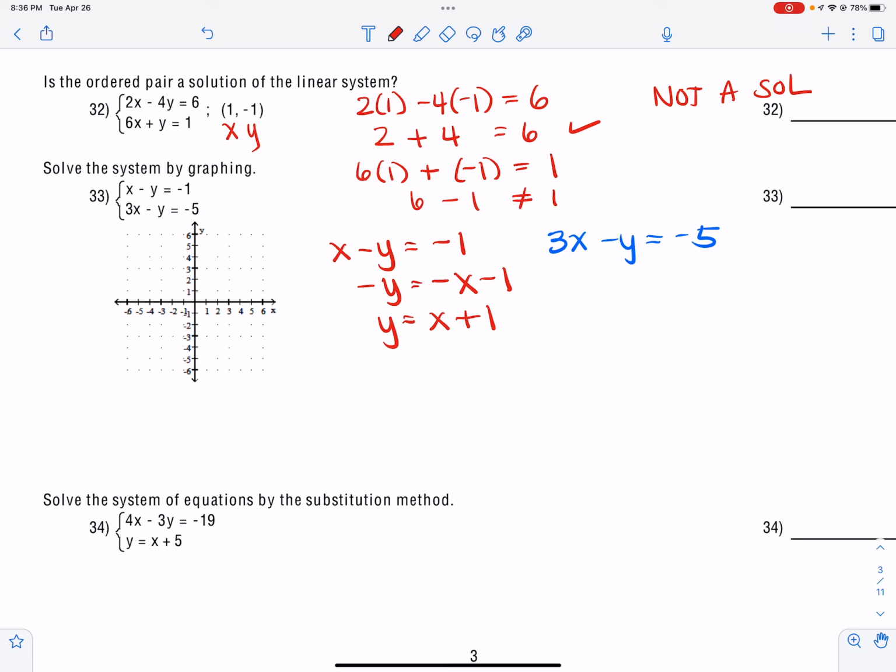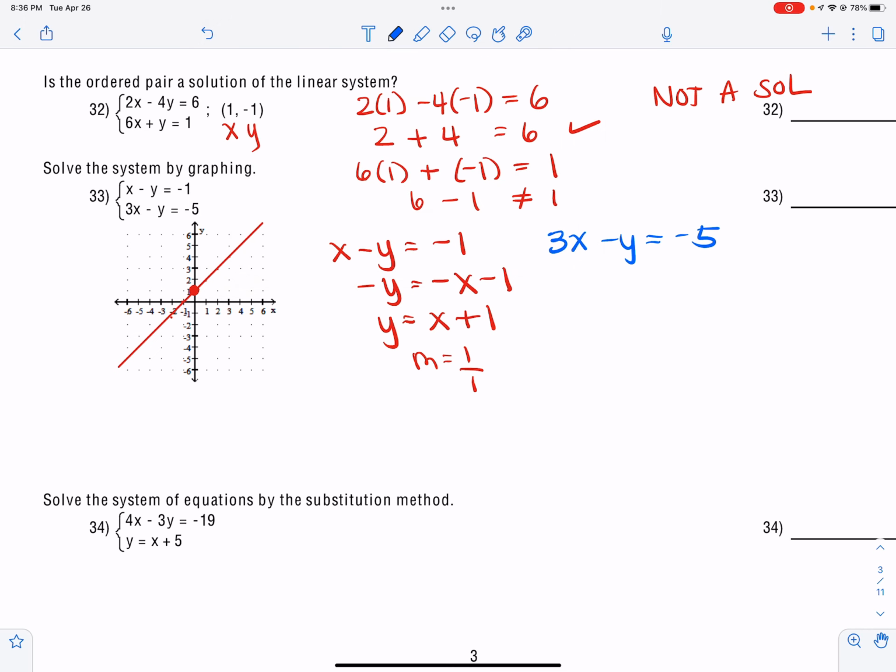So 1 is the y-intercept, and my slope is 1 over 1, which means I'm going to rise 1 and run 1, and so I'm going to create this line right here. And I'm going to go down 1 and left 1, and I'm going to continue my line through there. So that is my first line.